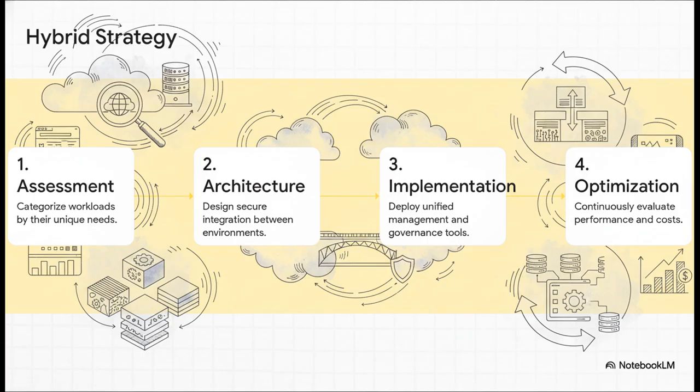Next up is architecture, which is all about designing a secure and reliable bridge between your public and private worlds. Then you've got implementation, where you roll out tools that let you manage everything from one central place, a single pane of glass. And finally, there's optimization. And this is key because this is never, ever a set it and forget it kind of deal. You have to constantly be checking in, making sure you're getting the best performance for the best cost.